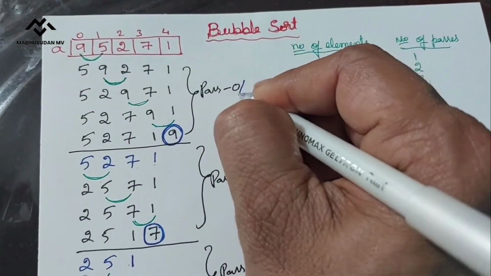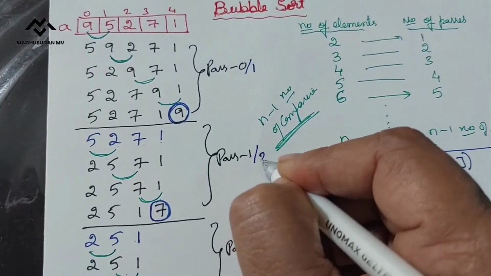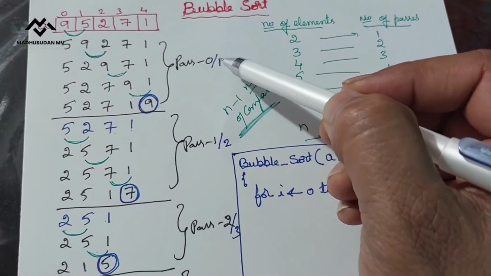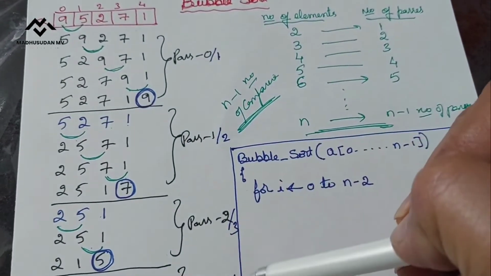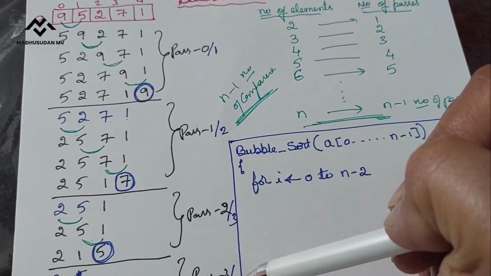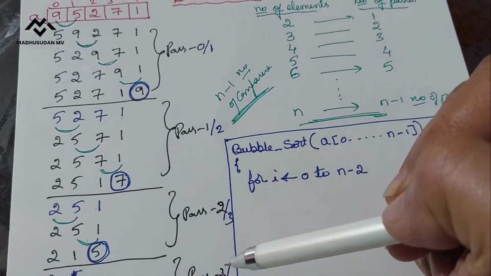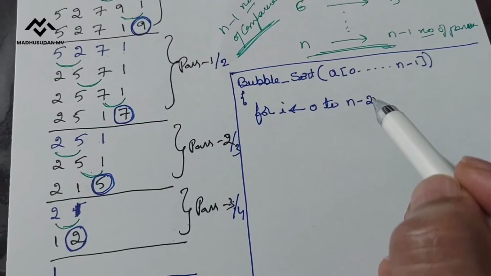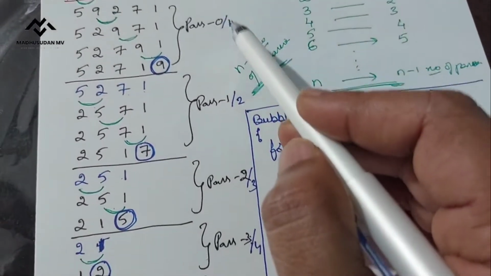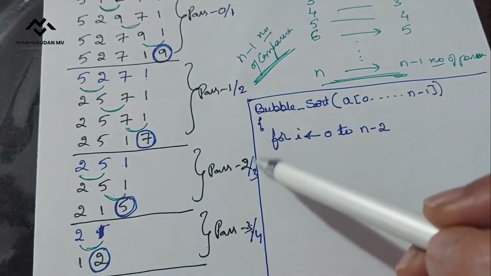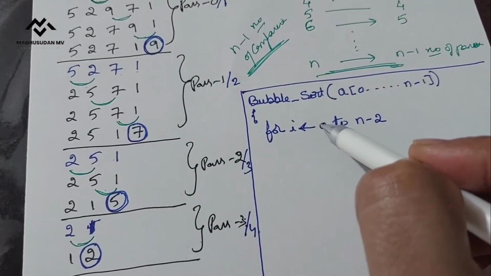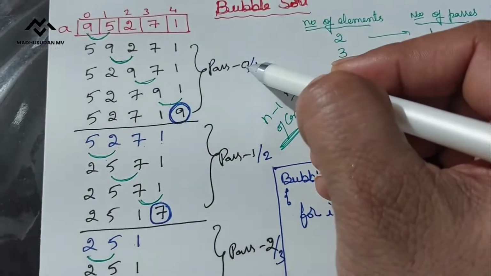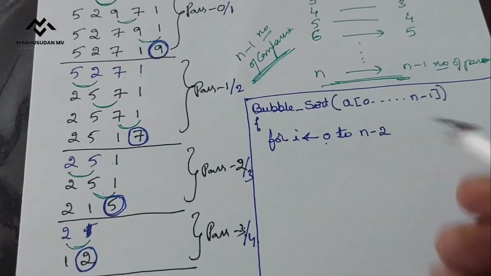Suppose you started with pass 1 instead of pass 0, then 2, 3, 4. You are comparing, we started with 1 and then 2, 3, 4, so it is 1 lesser than the number of elements. Here it is 3, so 2 lesser than the number of elements. I took n minus 2. If you start passes with 1, pass 1, pass 2, pass 3, pass 4, then you can write i is equal to 1 to n minus 1. But since I started with 0, I write i is equal to 0 to n minus 2.